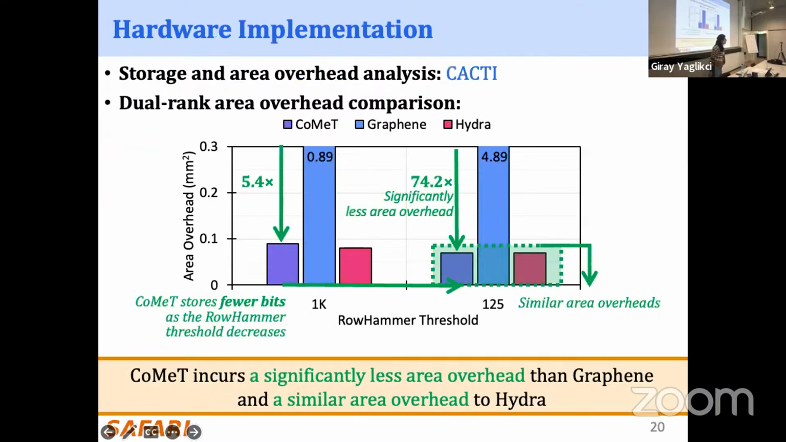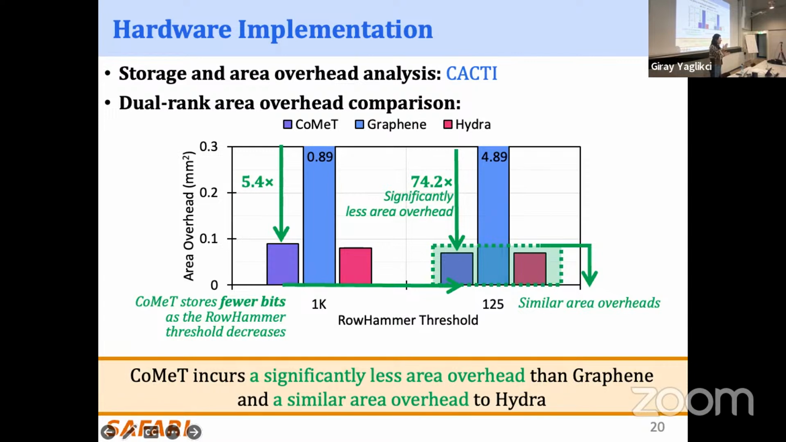This one. Why is that? So usually when we go to lower, oh yes. So the question is, why does Comet have lower area overhead when we go to lower RowHammer thresholds? Let me explain the other mechanisms first.